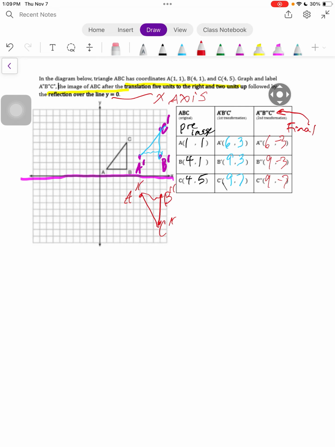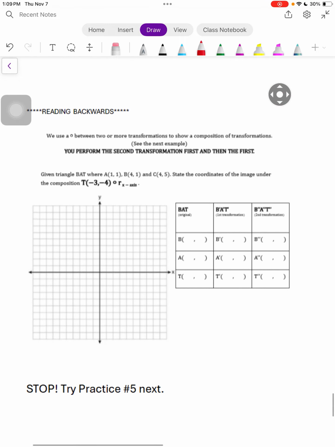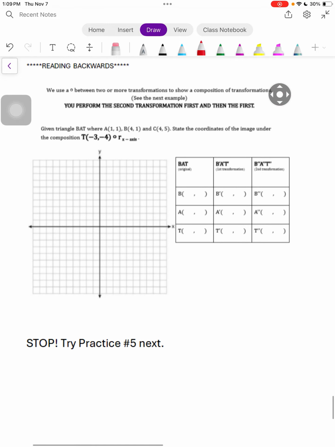Now it could be asked a different way. Reading it backwards, you actually have to do the second thing first and then the first thing. So make sure you read this part. Now we're going to do this first. So we're going to reflect it over the x-axis first. So first thing I'm going to do is write down my points, (1, 1), (4, 1), (4, 5). And then I'm going to flip it over the x-axis.